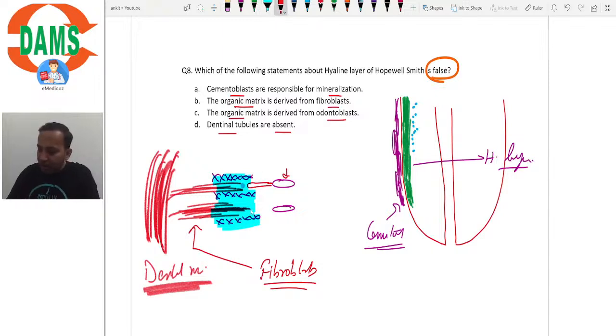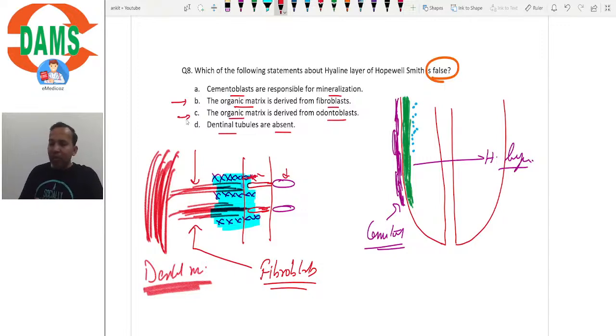So what will happen? We will have dentinal tubules in this inner half, and that is why we will be able to see Tomes granular layer in this inner half, whereas in the outer half there are no dentinal tubules because that space is occupied by these dental sac fibers. So, do you still think that option B, the organic matrix is derived from fibroblasts, is incorrect?